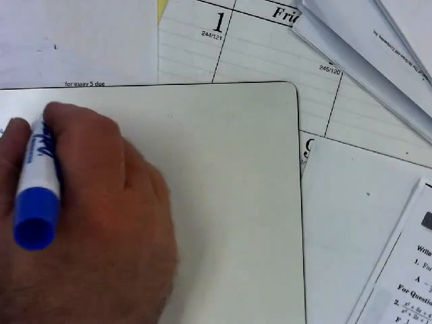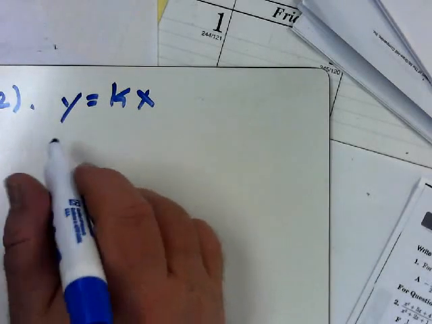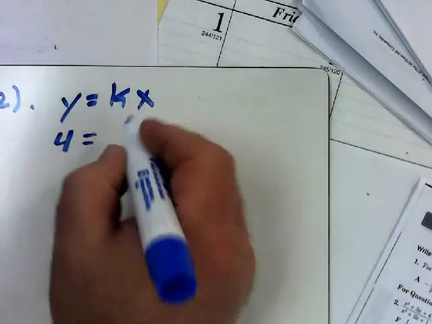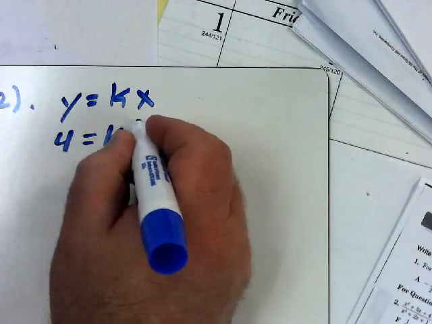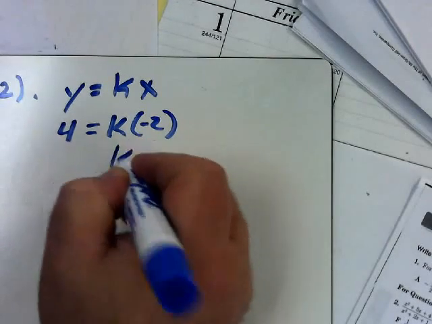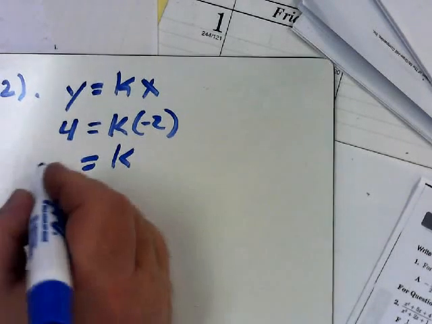If y varies directly as x, that means y equals kx. That's direct variation. Right? That's the formula that I gave you for doing direct variation. When y is equal to 4, the x is equal to a negative 2. So what's that going to give me for a value for k? Negative 2.